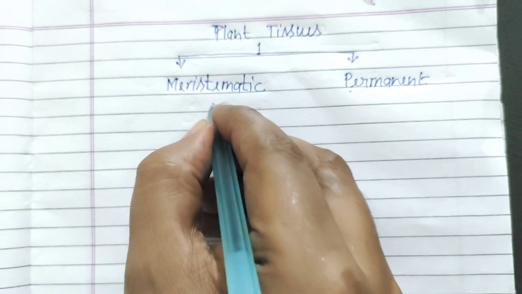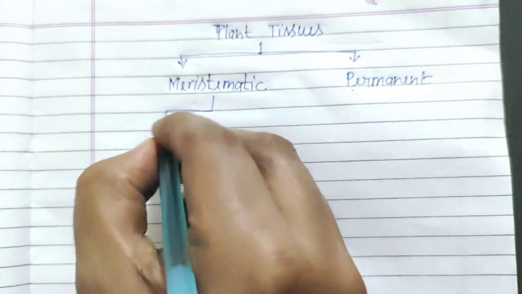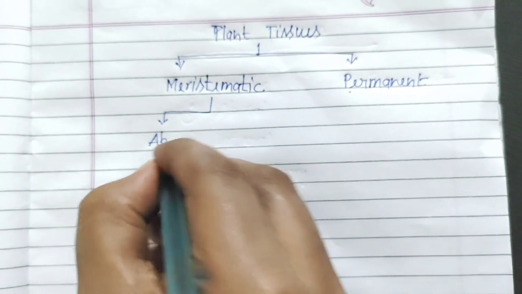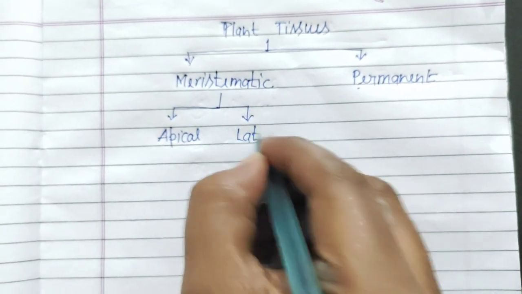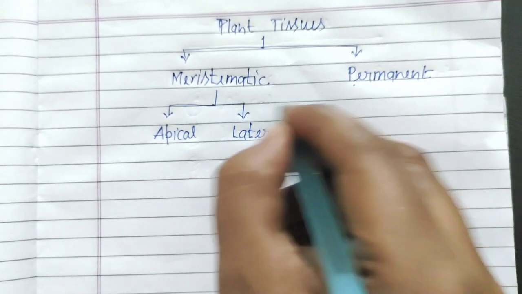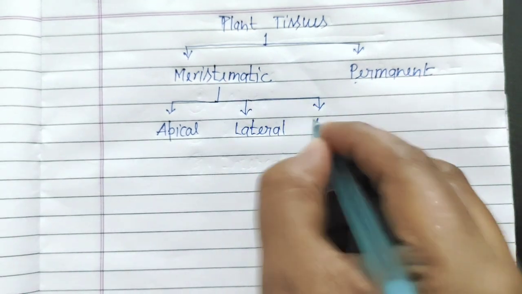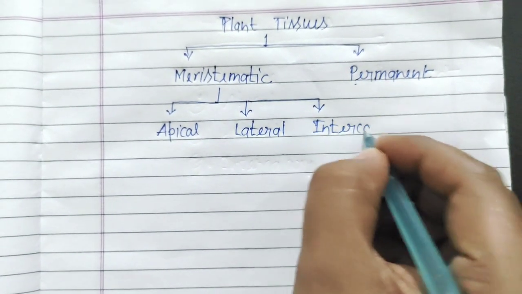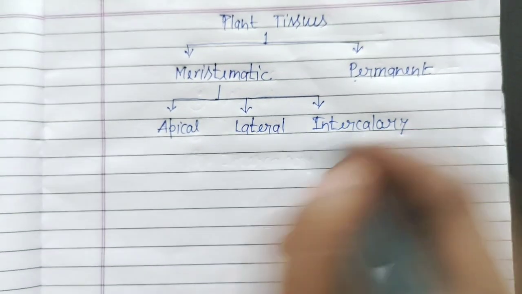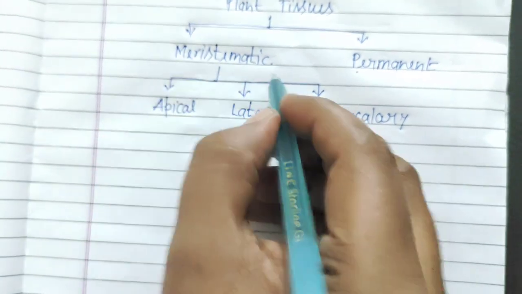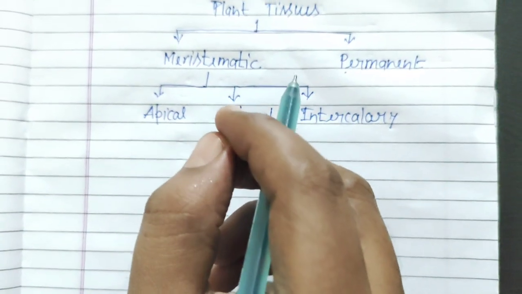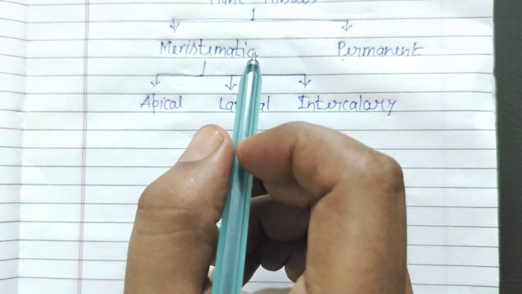Meristematic tissues are further divided into three types: apical, lateral, and intercalary. Meristematic tissues are basically found at the growing region of the plant. Where are they found? The growing region of the plant.